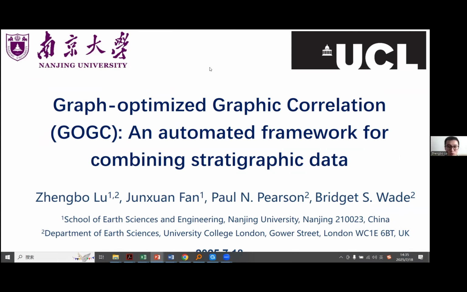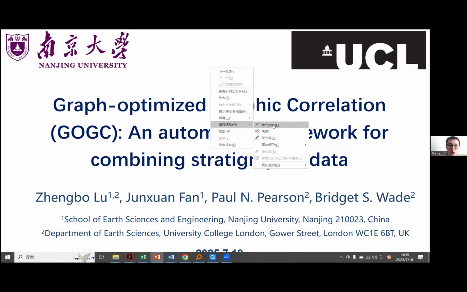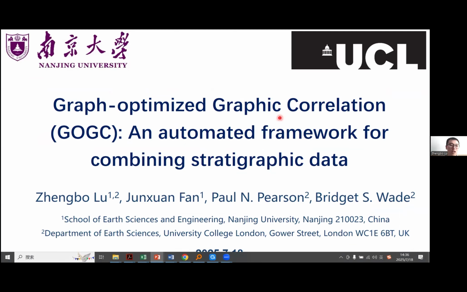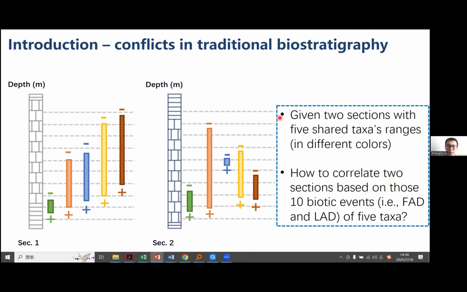Hello everybody. I'm Zhengbo Lu from Nanjing University, Professor Fan's team, and today it's my great honor to give you my presentation about graph optimized graphic correlation, GOGC in short. This is an automated framework for combining stratigraphic data. To begin with, let me introduce a little bit of the background of my research, which is about graphic correlation.